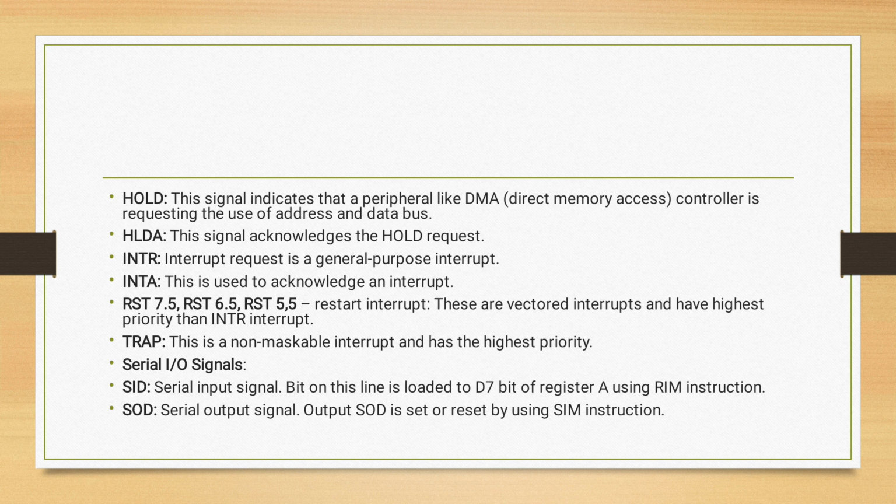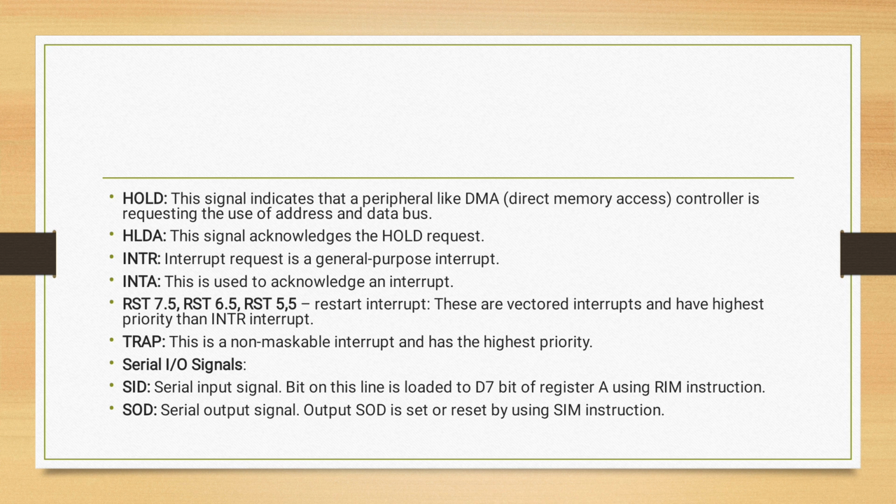They cause an internal restart to be automatically inserted. Each of them has a programmable mask, and among all of these interrupts, TRAP has the highest priority, and INTR, which I have already discussed, is the lowest priority interrupt among all of these interrupts.